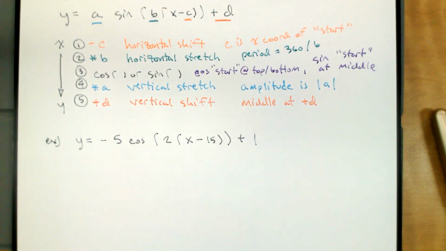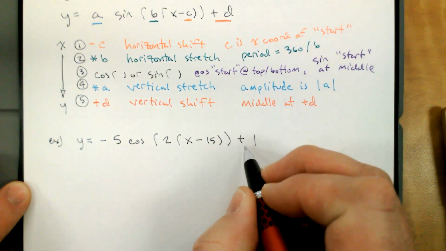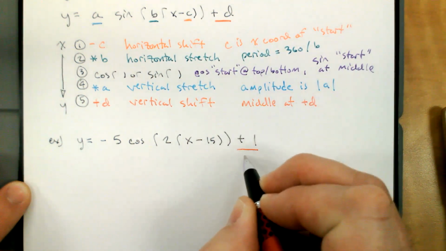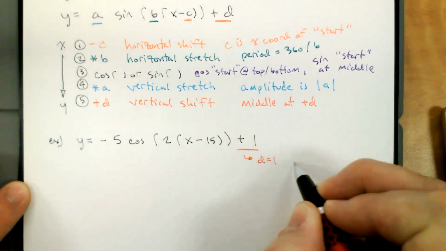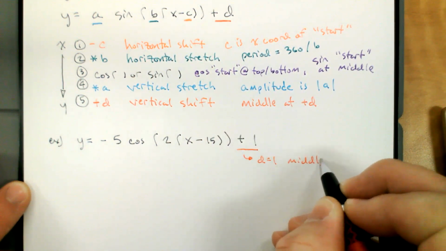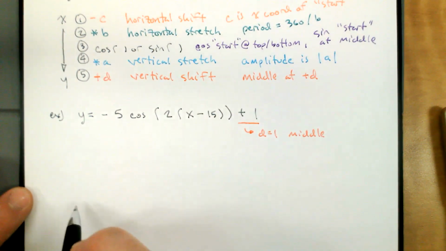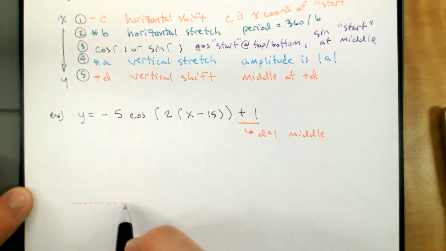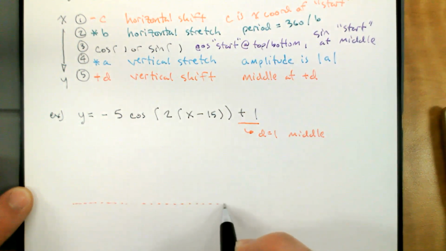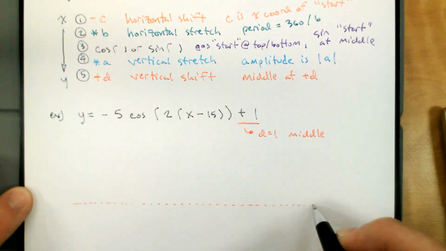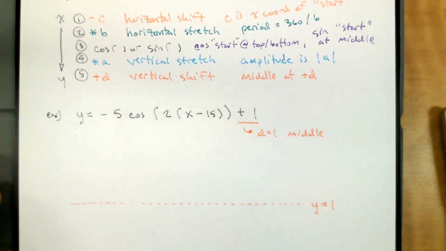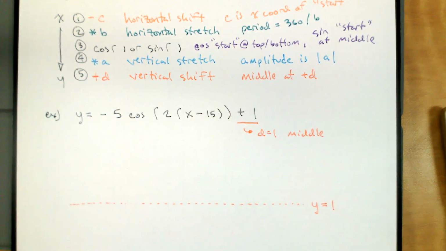So each of these 4 numbers is telling us something. The +1 at the end, that tells us that the middle is at 1. So this +1, that's where the middle is going to be, y equals 1.